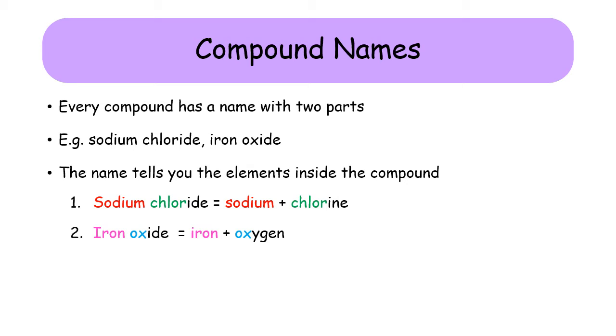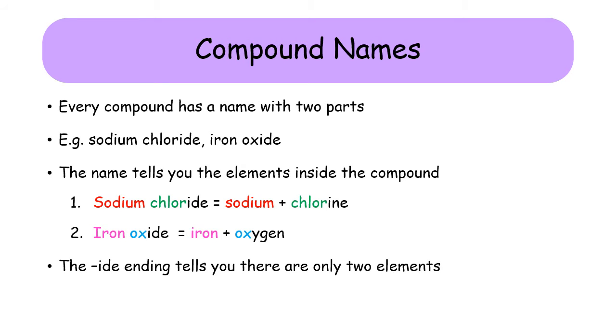With iron oxide, well, the iron tells you that there's iron in it. Oxide, ignore the letters IDE and just look for an element that starts with the same letters as that word starts with. So ox, the only element that starts with ox is oxygen. So iron oxide contains iron and oxygen. The IDE ending is just there to tell you that there are only two elements in the compound.